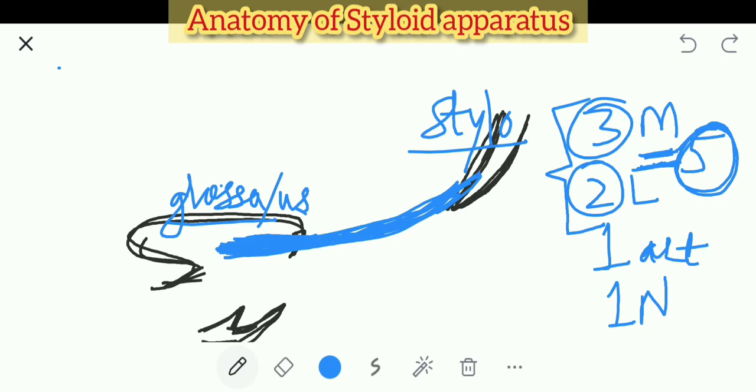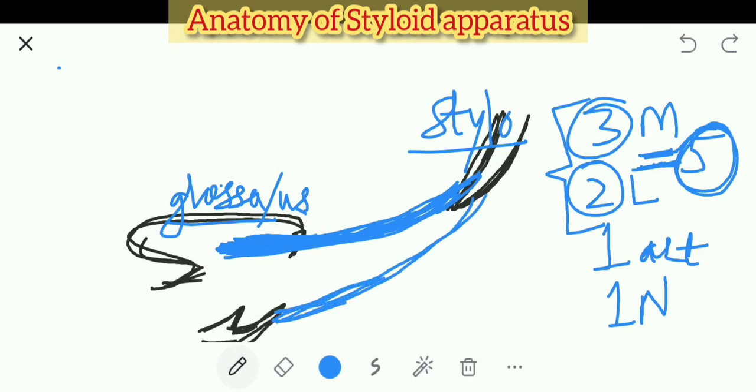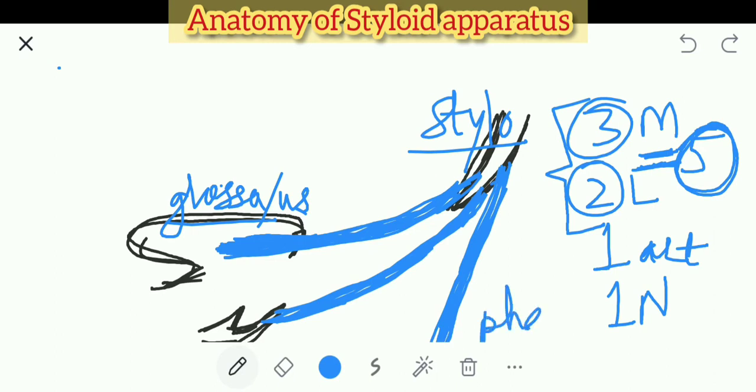Second, stylohyoid. So, from here to the greater cornua of the hyoid. Stylohyoid. Simple. And third, I cannot show here where it is connecting, but I can show from styloid. It's the stylopharyngeus. We have a beautiful diagram in which it is shown. Stylopharyngeus, going to the pharynx. So that is stylopharyngeus.